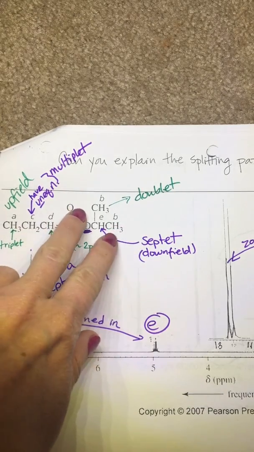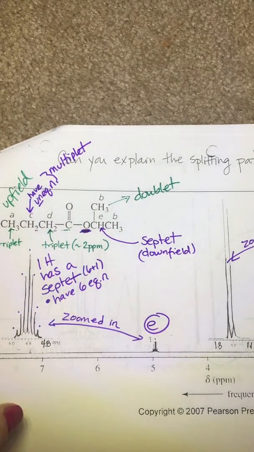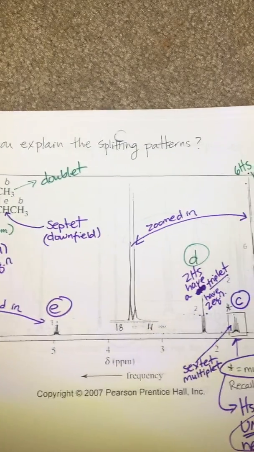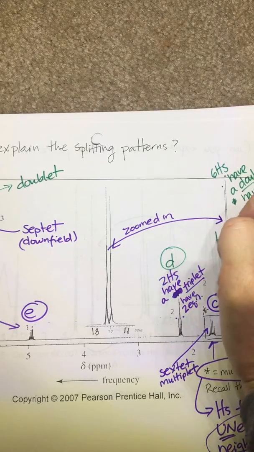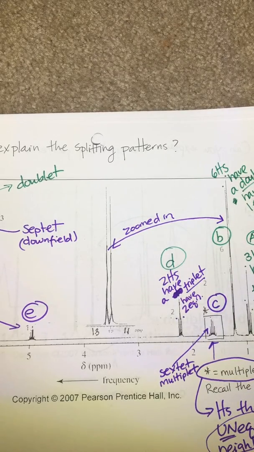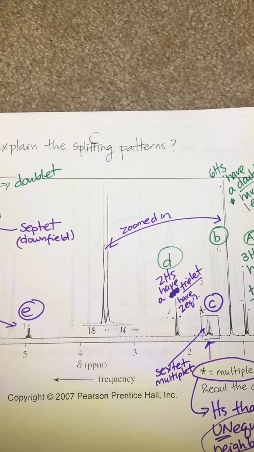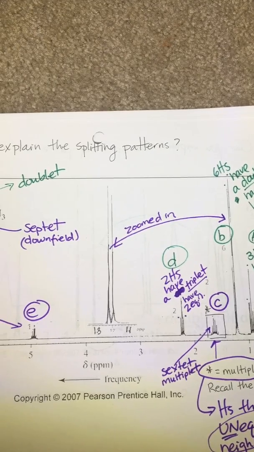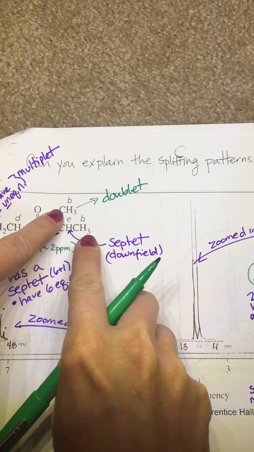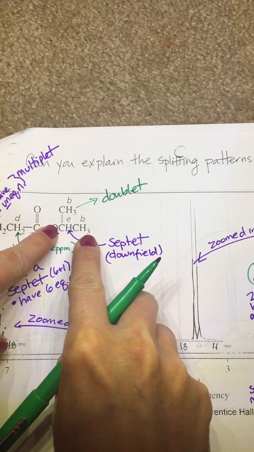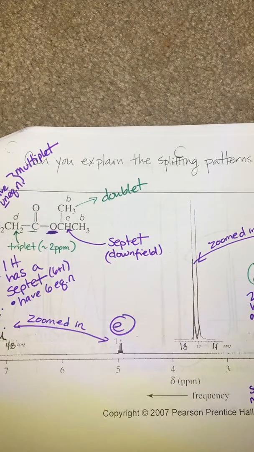And again, these guys are branching. They're further away from the electronegative oxygen. So we do have that doublet here. And that was our B hydrogens right there. So 6 hydrogens that have 1 equivalent neighbor. So how do we get 6 equivalent hydrogens? Typically 2 methyl groups branching off of another carbon. And then you could throw a hydrogen on it for its 1 equivalent neighbor.